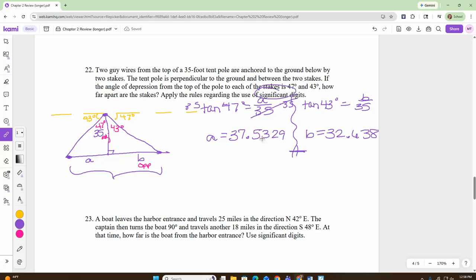I said significant digits. There were only 2 in the problem. So when you add these, you get 70.17, so we would have to call it 70 feet. So don't be afraid to break it up and do 2 separate triangles, and then put your answers together. Any questions there?